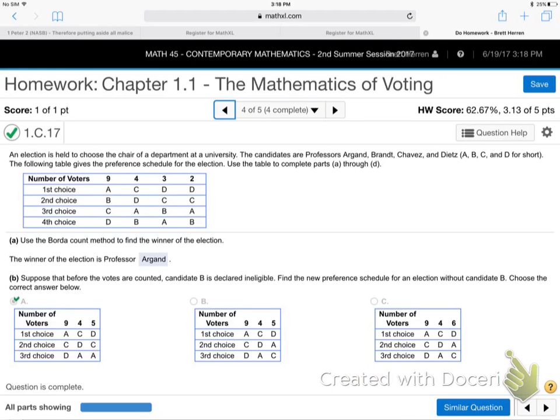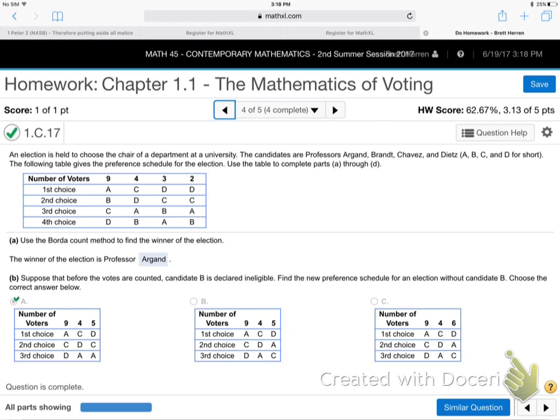Okay, so here we go. We're supposed to determine on this one the results of the election using Borda count. So we're going to do a new way now. They're going to have us determine the election a new way.